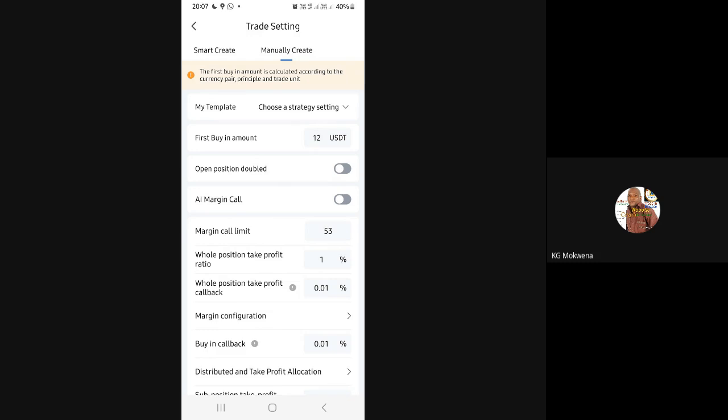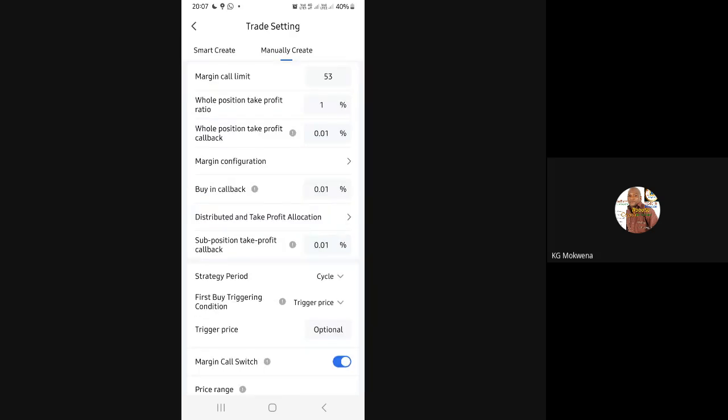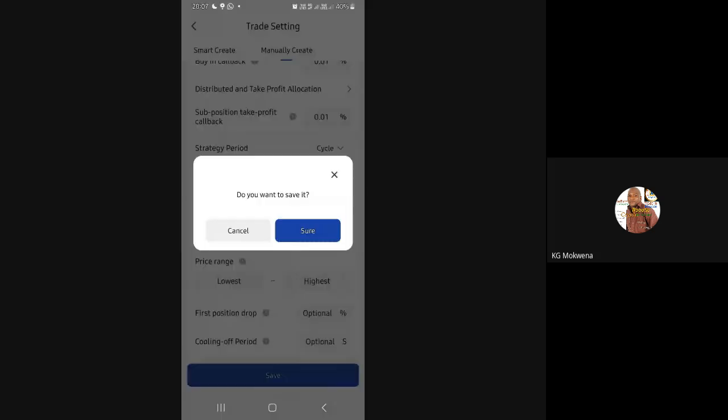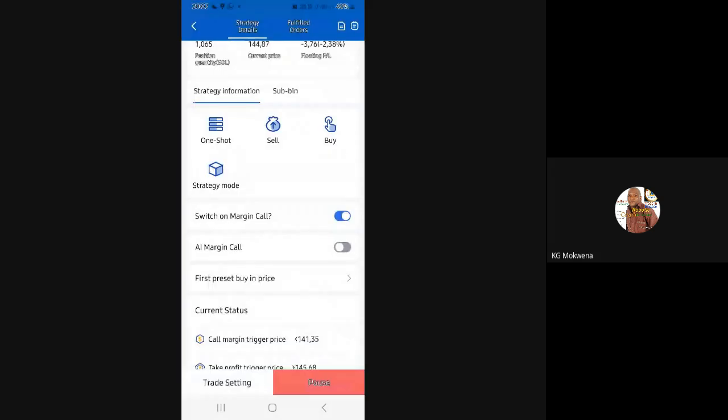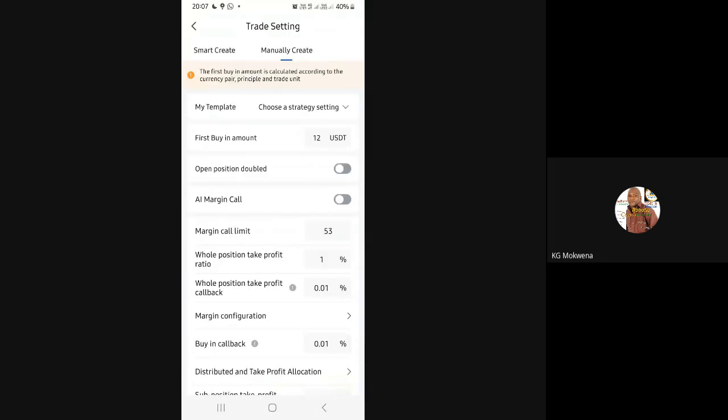So now let's save what we just edited. Let's save at the bottom left there. We changed the 25% from distributed and take profit allocation to 2%, on position number 11, sub position number 11. So let's check at the top part of this.